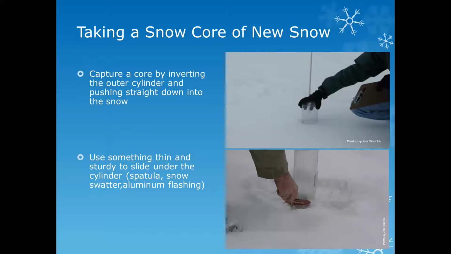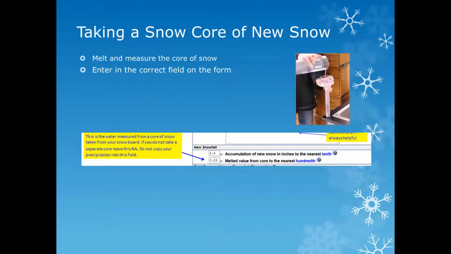But there you can see where the board's been cleared and he's sliding the spatula under, or the snow swatter. And then you melt and measure that and enter that in your melted value from the core to the nearest hundredth. And that's your 24-hour SWE. And this will be one of the things that you'll be seeing pop up on these forms, probably not in the too distant future. You'll see this new wording showing up on the forms as well. So that is not your rain gauge value. That is what you get from melting a core.